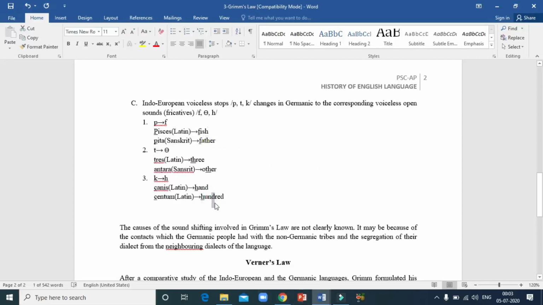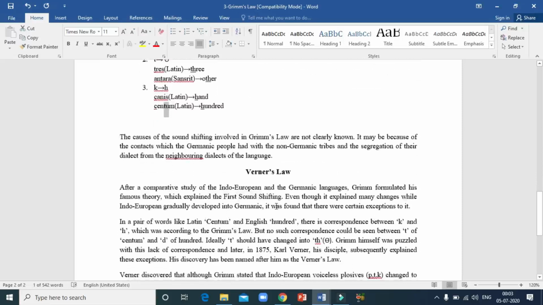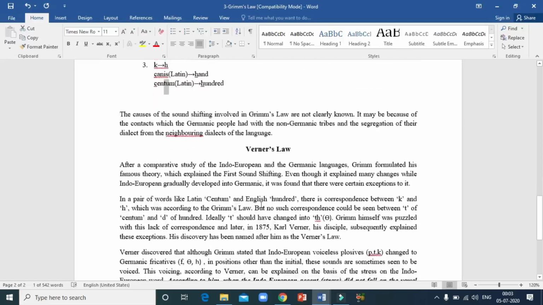It became d. So why did such a change not happen here? So the change which is told will happen in Grimm's law did not happen in the middle of this word. So that is an instance of exception. Originally, according to Grimm's law rules, centum should have become hentum. T should have changed to th.